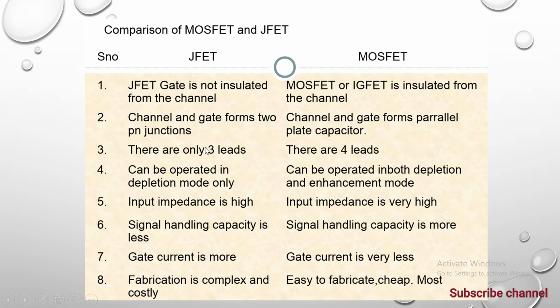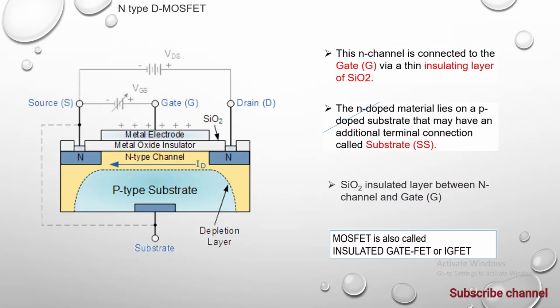JFET has three leads, but MOSFET also has three leads if we connect substrate to source. And JFET has high input impedance, but MOSFET has very high input impedance in the range of mega ohms. And JFET is difficult to fabricate, but MOSFET is very easy to fabricate, and signal handling capacity in a MOSFET is so easy, and MOSFET is easily available.